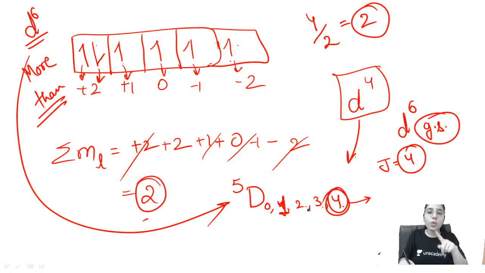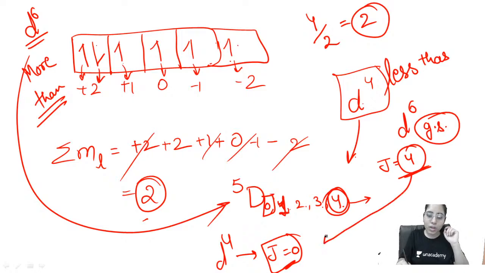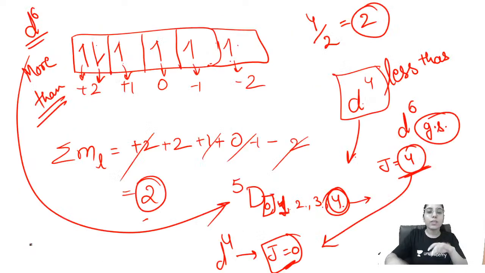Now for d4, which is a less than half filled case, the lowest J value will have the lowest energy. So that is 0. So for the d4 case, the ground state will have the J value equal to 0. Initially it was 4, now it is 0, which means it has decreased by 4. So what is the right option? Decreases by 4. And this method works just to find the ground state, which I am discussing right now. Is this clear to everyone?